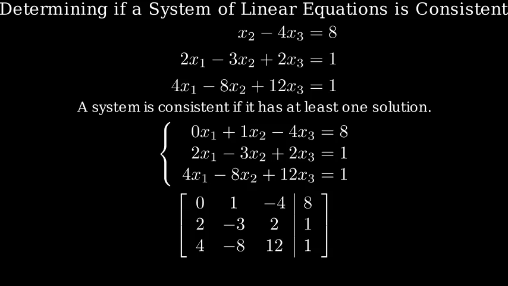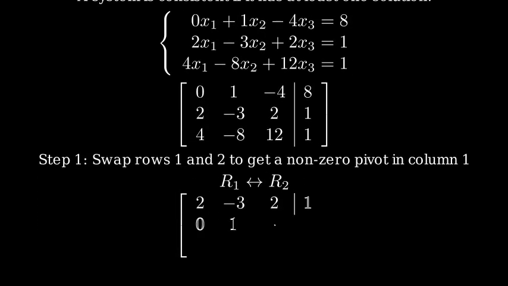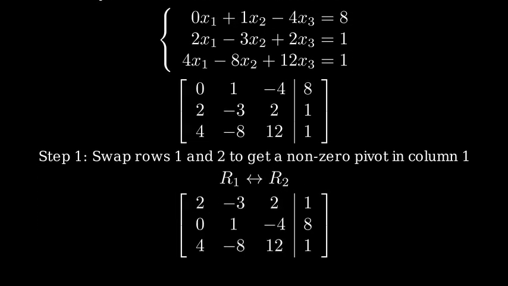Notice that in the first equation, there's no x1 term, so we'll write it with a zero coefficient. Now, we'll perform row operations to simplify this matrix. Step 1. We notice that the first entry in row 1 is 0, which isn't ideal for our first pivot. Let's swap rows 1 and 2 to get a non-zero pivot in the first column.